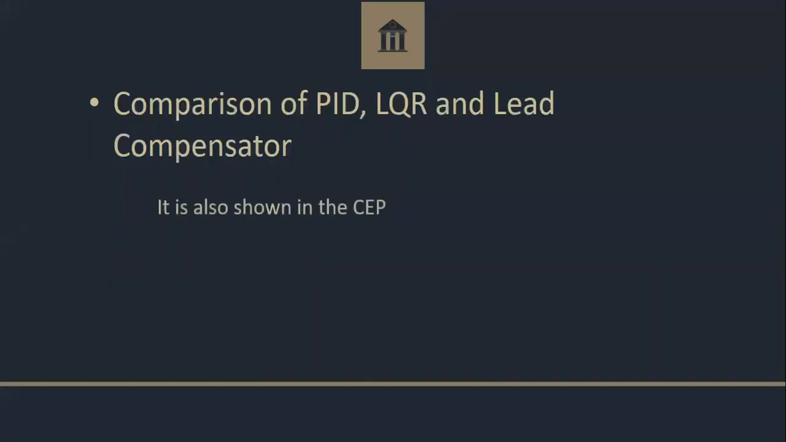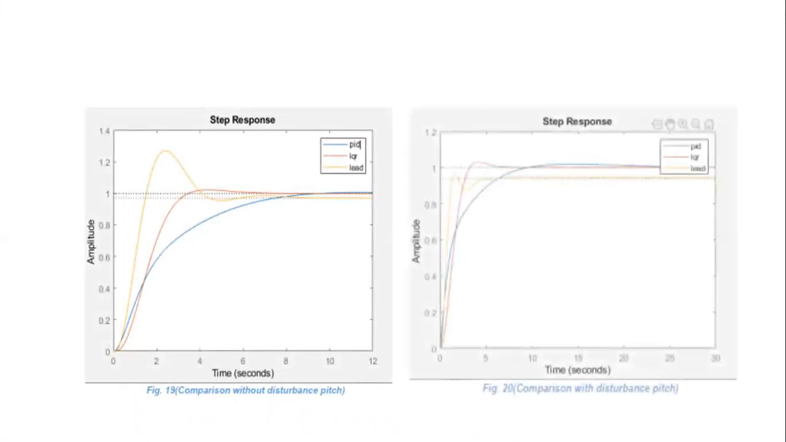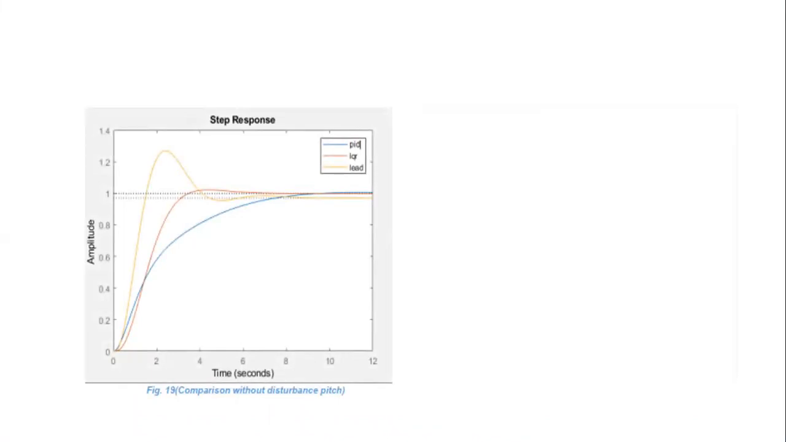The comparison of PID and LQR is also explained in the CEP in detail. I'm going to give you a quick review. Here you can see the comparison without disturbance. The lead compensator has overshoot, and PID has less settling time, but you can see the lead compensator is one of our best controllers in this graph of pitch without disturbance.